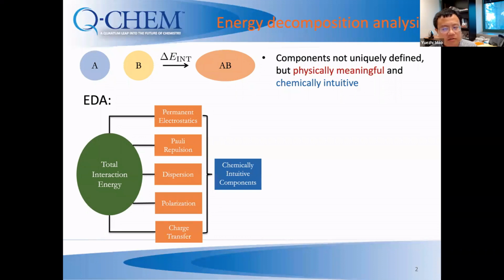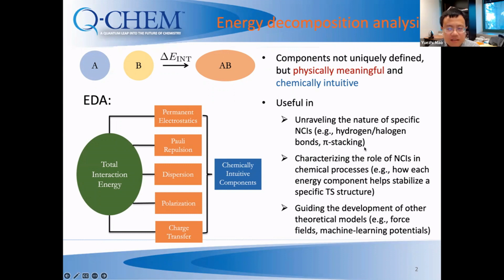So energy decomposition analysis is designed to further partition this total interaction energy into a couple of physically meaningful and chemically intuitive components, including permanent electrostatics, Pauli repulsion, dispersion, polarization, and charge transfer. This is the decomposition offered by the current ALMO-based energy decomposition in Q-Chem, but there are other ways to partition this total interaction energy.